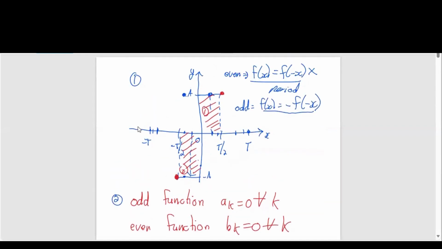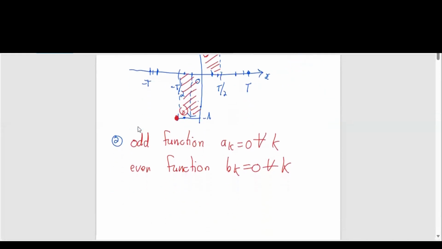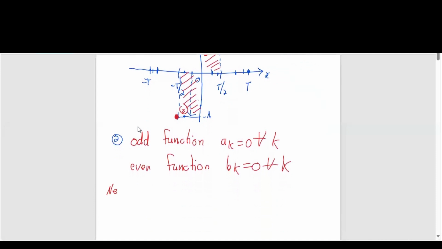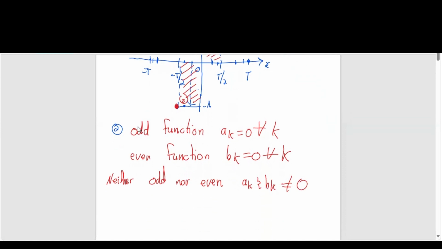Just note, for some graphs, you may notice that when you apply these two laws for even and odd, it doesn't fall into either. That means it is neither odd nor even. So when you see that, you have to calculate AK and BK. All right, so I'm going to write that in. So if it's neither odd nor even, you have to calculate AK and BK, and neither of them is 0.